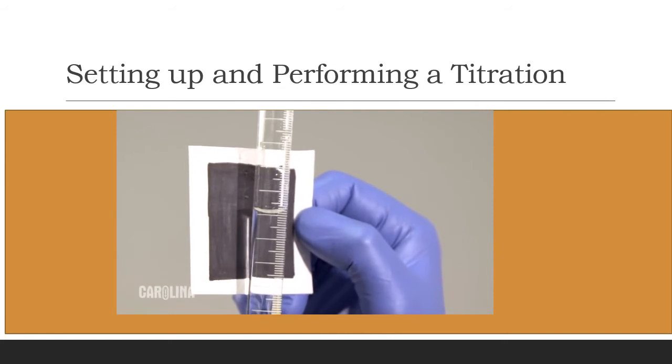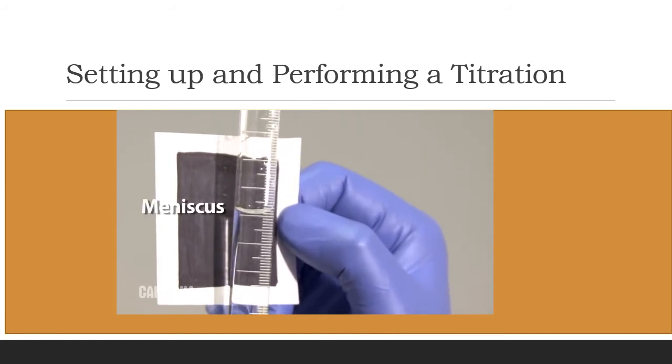First, note that the liquid forms a concave meniscus because the water pulls itself up the side walls of the glass. You should read the volume from the bottom of the meniscus at eye level.